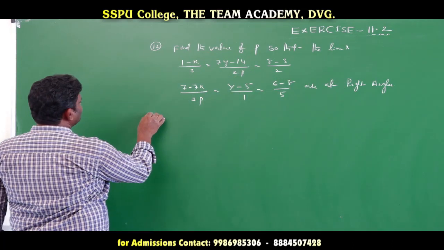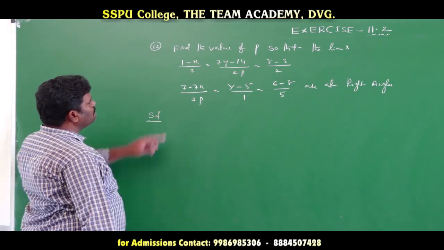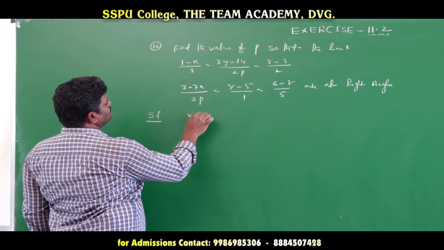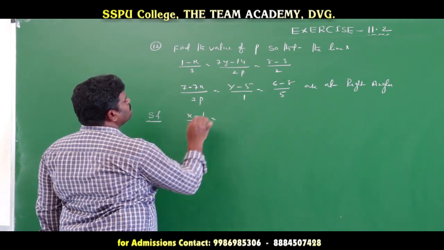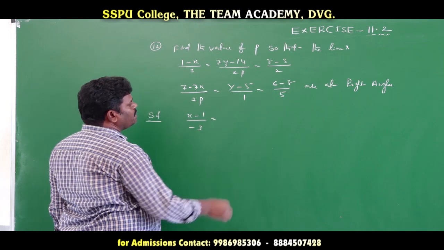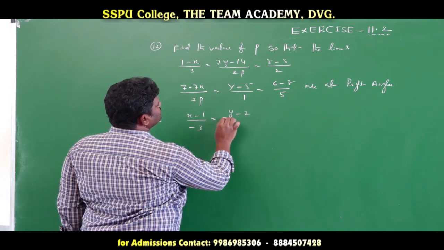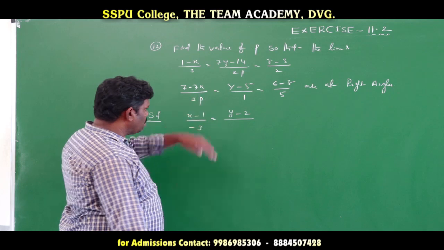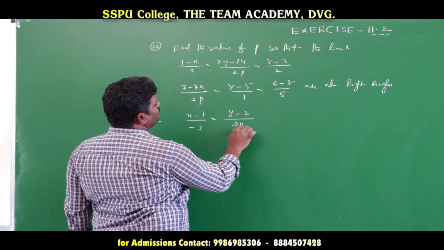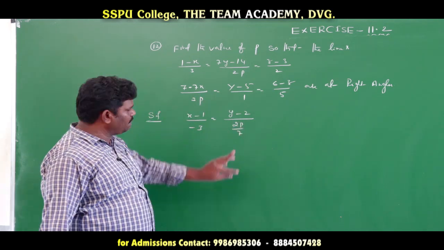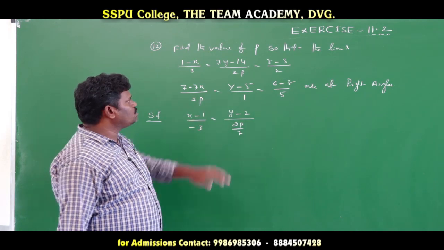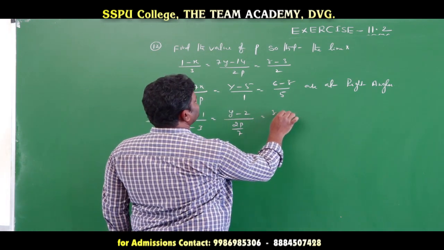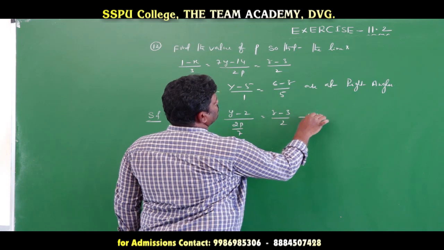To convert, taking minus common gives (x minus 1) by minus 3, that is equal to taking 7 common, (y minus 2) by 2p by 7 value. Otherwise, if not required, the reciprocal form 7y minus 14, that is equal to (z minus 3) by 2. So this is equation 1.